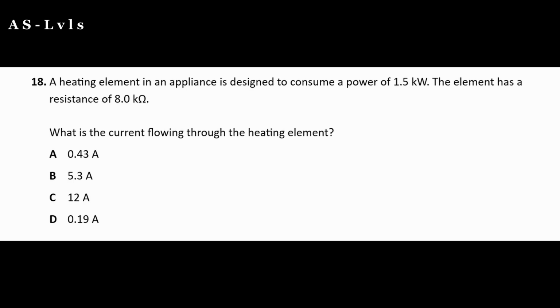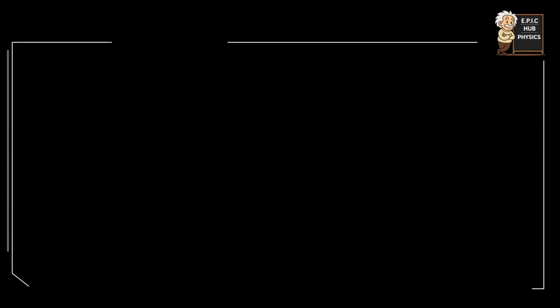Question 18. A heating element in an appliance is designed to consume a power of 1.5 kilowatts. The element has a resistance of 8.0 kilo ohms. What is the current flowing through the heating element? This question tests our understanding of electrical power and how power, current, and resistance are related in electrical circuits.